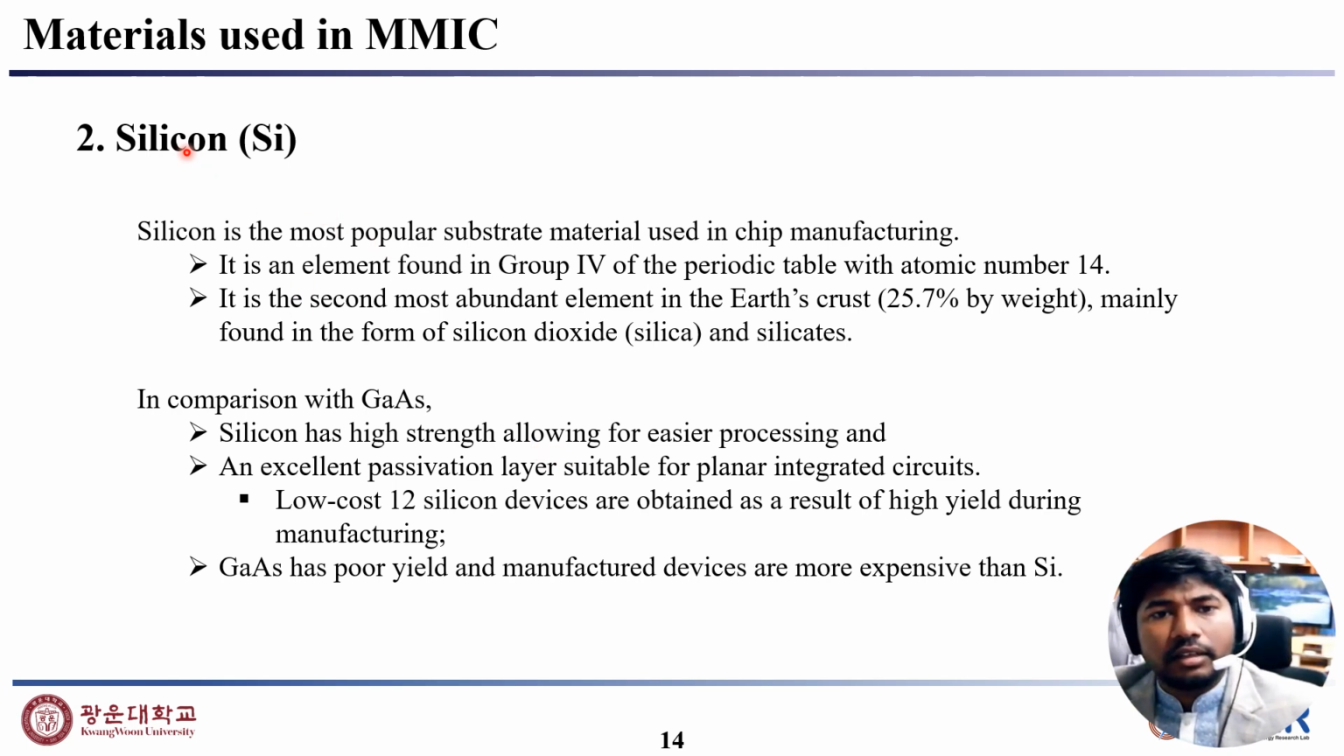Then secondly, silicon. Silicon is the most popular substrate material used in chip manufacturing, and it is an element found in group 4, which is an abundant element in the earth's crust. In comparison with gallium arsenide, silicon has high strength, allowing for easier processing, and an excellent passivation layer suitable for planar integrated circuits. Low cost silicon devices are obtained as a result of high yield.